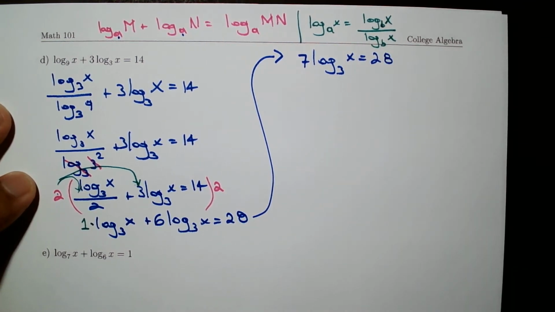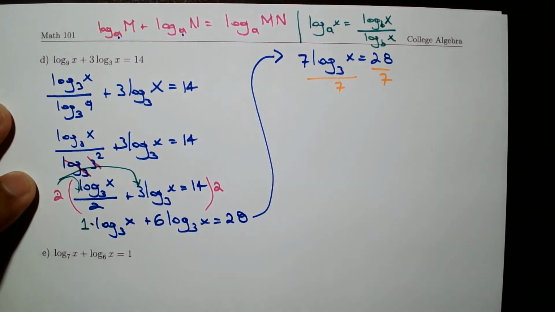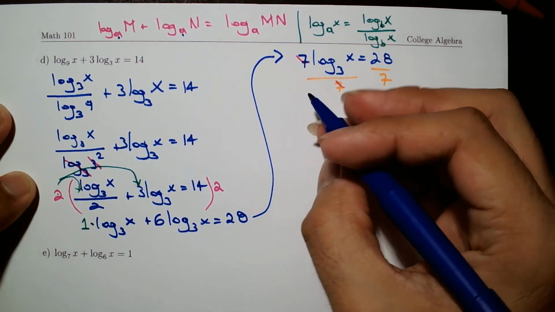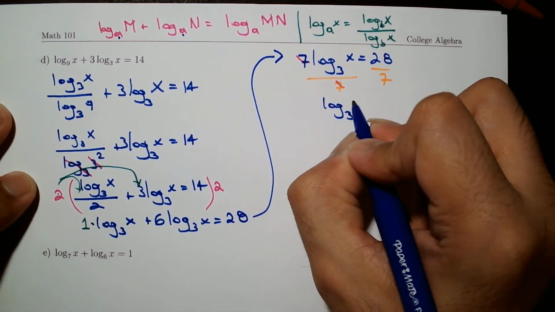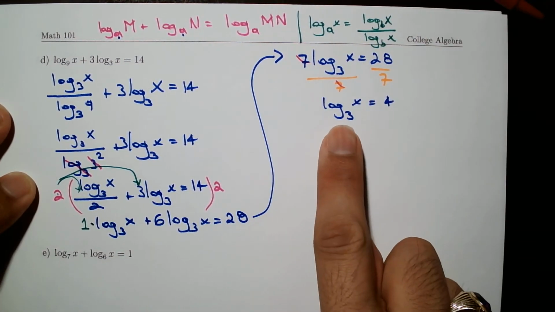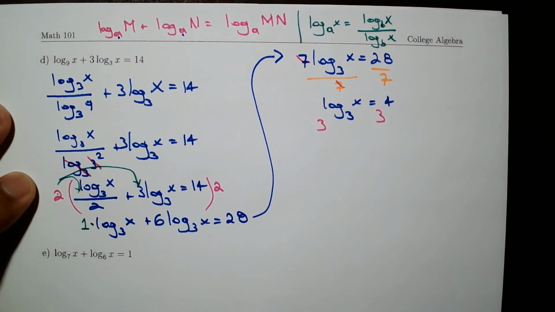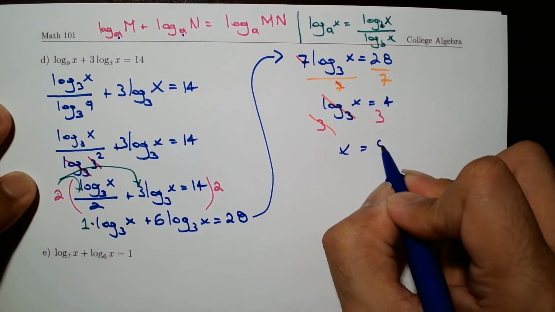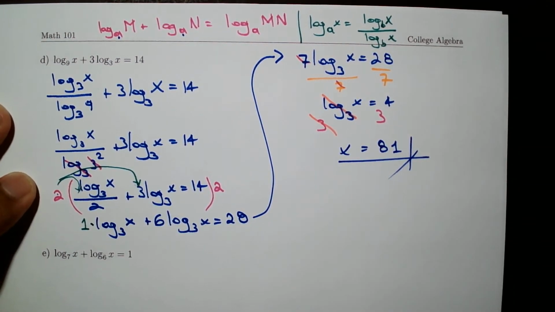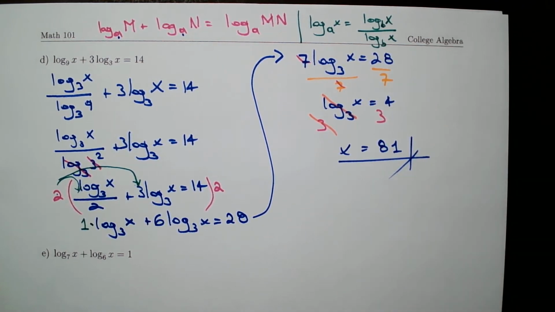And we're almost there. All we need to do here is divide both sides by 7, and this is gonna come out really, really nicely. So log base 3 of x equals 4, and to undo the logarithm, we exponentiate both sides. So we can solve this log with exponential to get x equals 3 to the 4th, which is 81. Final answer here. In this case, no decimals, so that's the only answer. It's an integer.